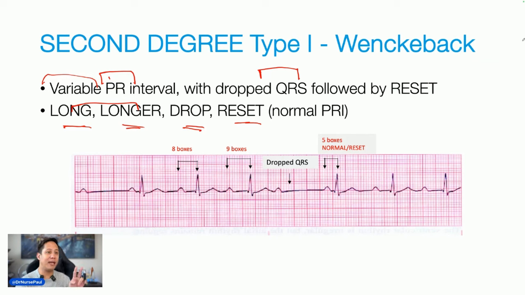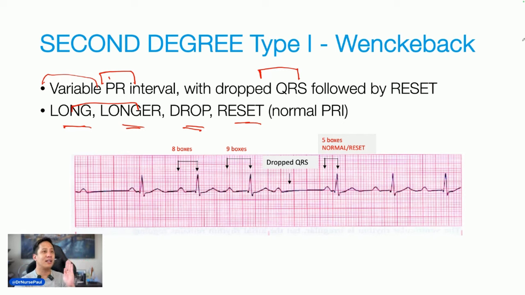And then followed by 8, 9, drop, 5. Again, focus on PR interval. You don't see a P, you don't see a QRS, that's a dropped QRS. You see a normal PR interval, it's called reset. So long, longer, drop, reset.